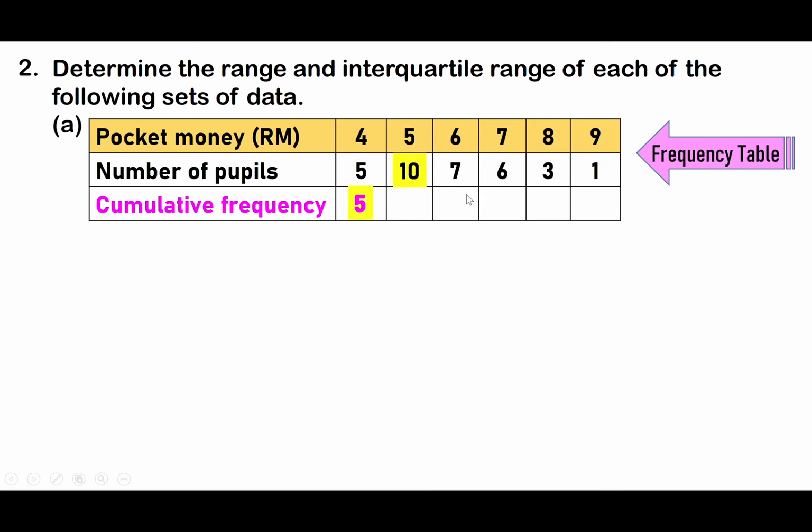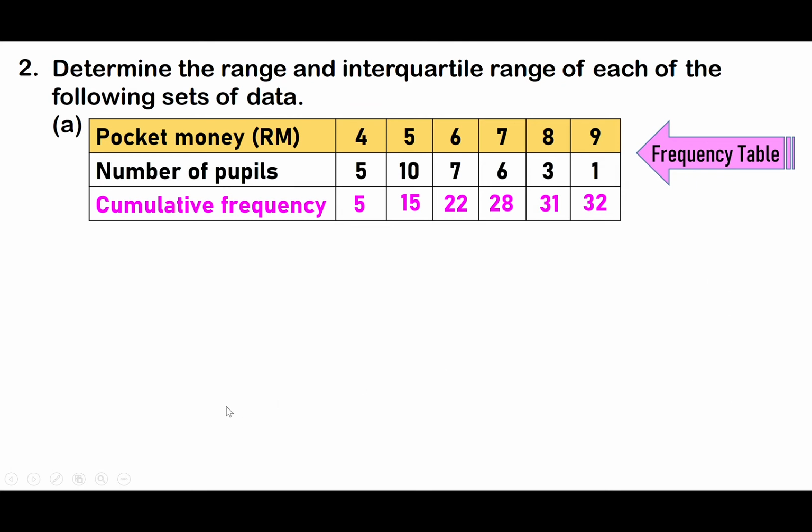And then how we get the second part, that means it's 5 plus 10, so we get 15. How we get this one, so that means it's 15 plus 7, so we get 22. How we get this one, so 22 plus 6, we get 28. 怎么拿这一个呢? 就用28加3等于31. And how we get this one is 31 plus 1, we get 32.